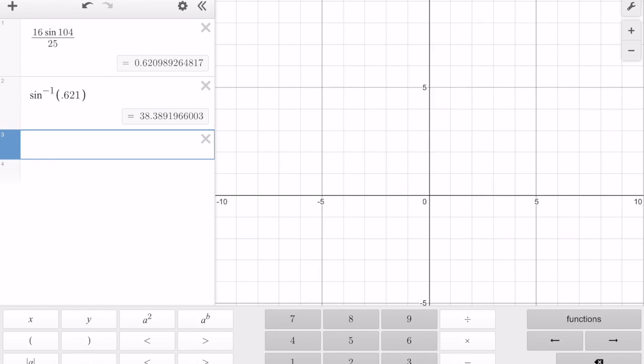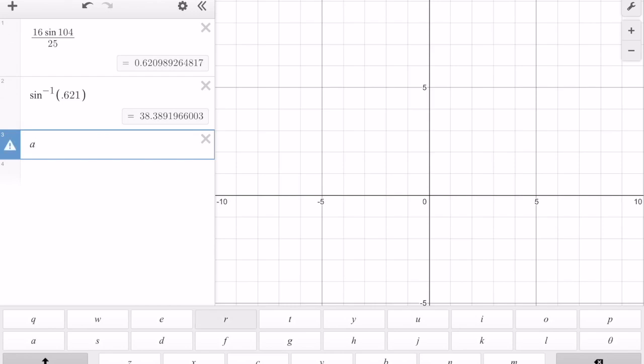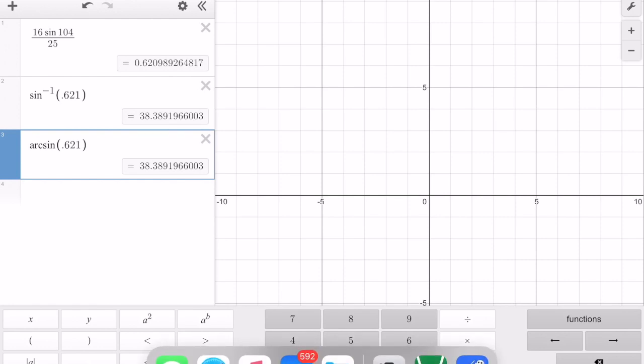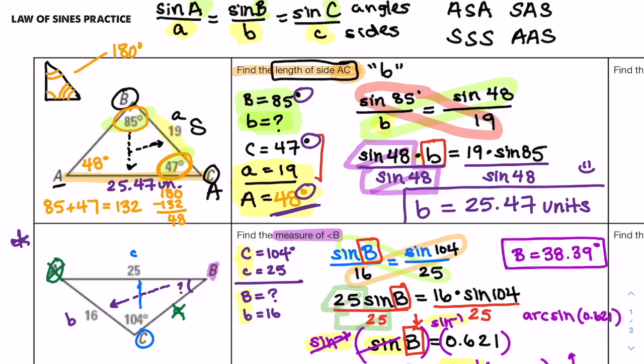And I'm going to jump back into Desmos real quick, and I'm going to show you that if I put arc sine, and then in the parentheses, I put 0.621, notice that it gives me the exact same thing. So sine inverse and arc sine have the exact same meaning. So just be aware of that because you could run into both notations, but they're the same meaning. Okay, so back to the notes. So this also gives me a B value of 38.39 degrees.